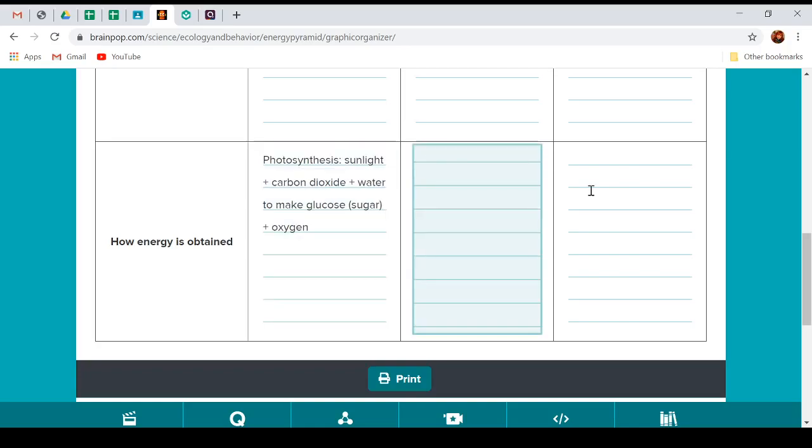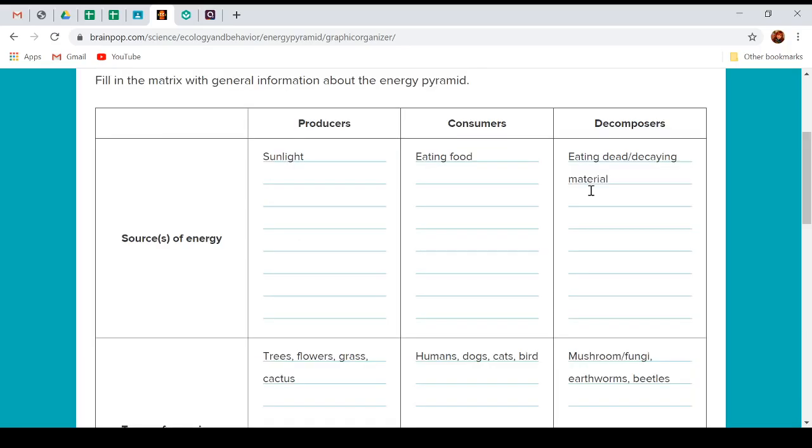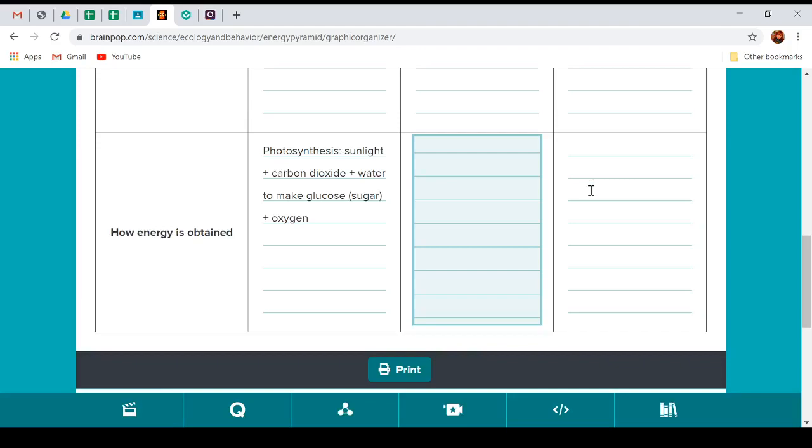Now for consumers, their energy source is food, which could be plant material, could be animal material, because remember there's herbivores, which only eat plants. There's omnivores that eat both plants and animals, which humans are a good example of. And then there's carnivores that only eat meat. So they get their energy by eating food, which could be plants or animals.